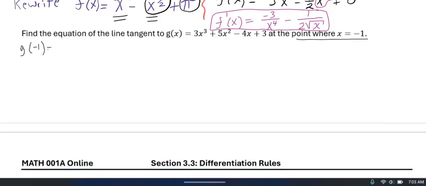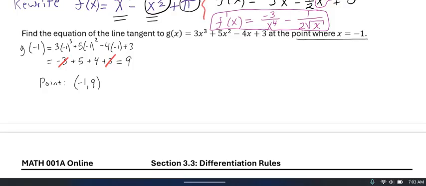All right, computation here. We have 3 times -1 cubed plus 5 times -1 squared minus 4 times -1 plus 3. Let's hope for no computational errors. We have -1 cubed is -1, -1 squared is +1, and then a negative times a negative is a positive, and it looks like those 3's will just cancel out, and I get an answer of 9. So that means it goes through the point -1, 9.